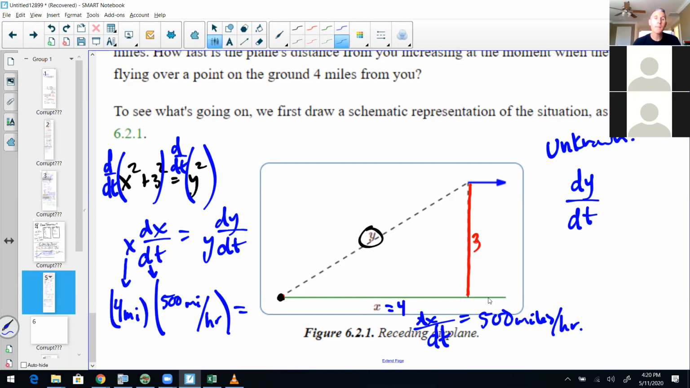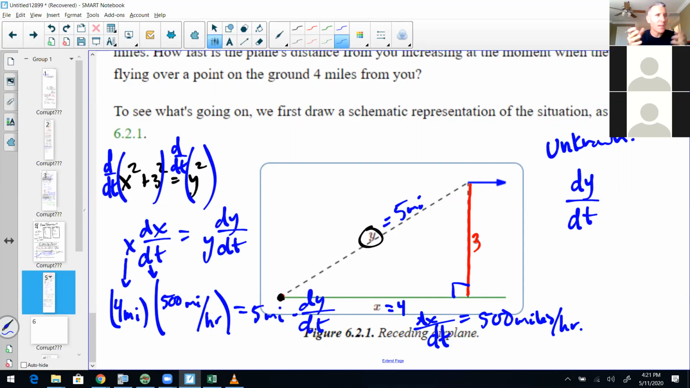I don't have y, but guess what? We have a right triangle there. We know that the height is 3 and that base is 4. So based on the Pythagorean triple, we know that that must be a 3, 4, 5. So this must be 5 miles right there, right? It's a 3, 4, 5 right triangle. So this is equal to 5 miles times dy/dt.